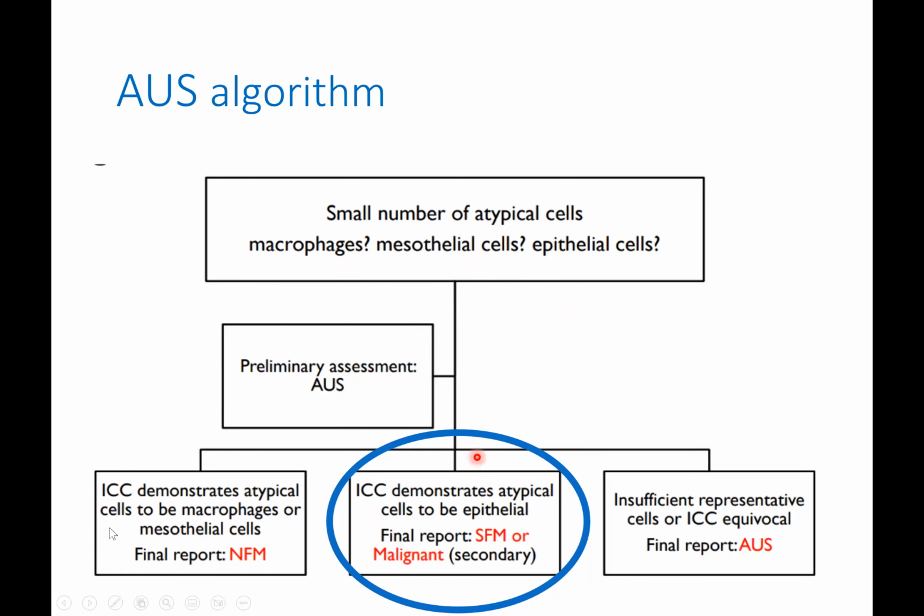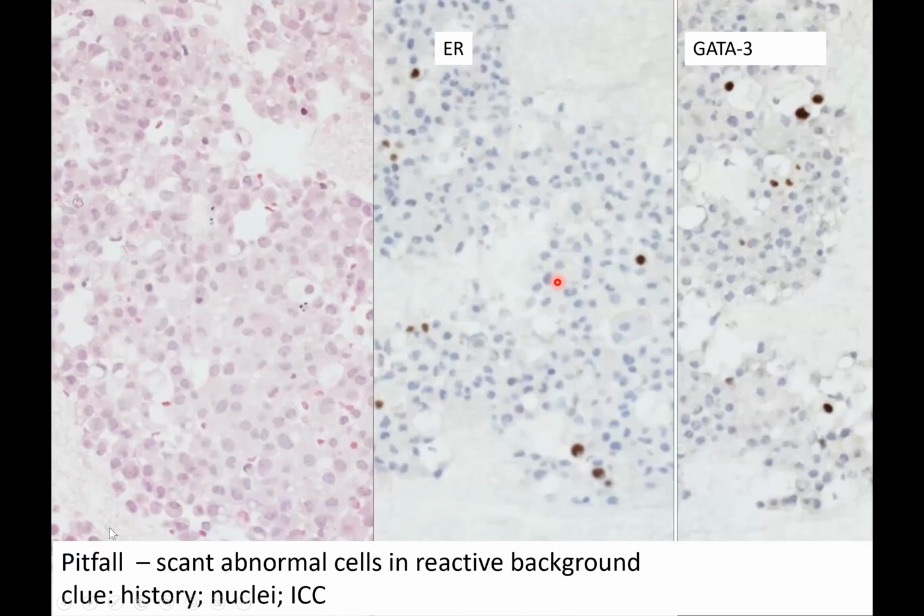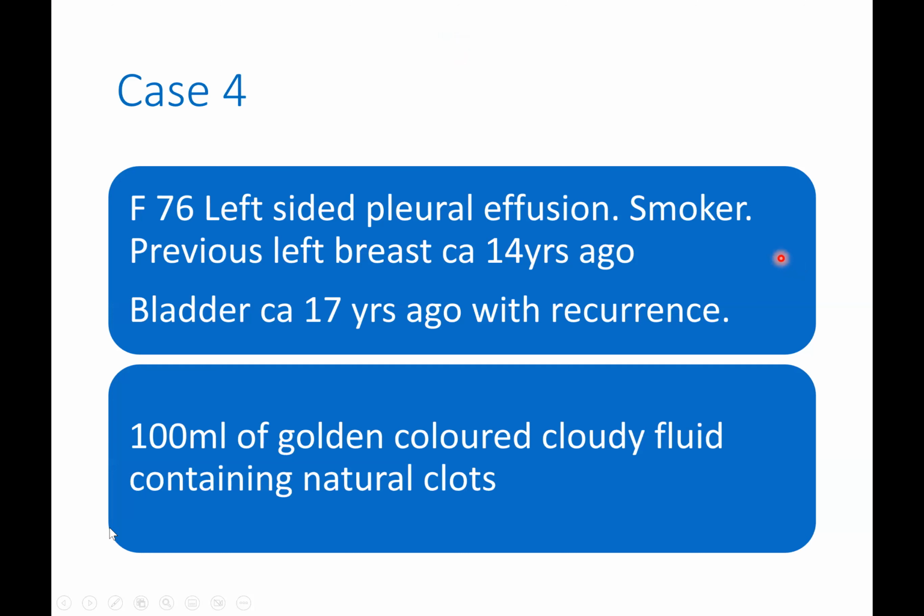But then doing ICC may demonstrate that the cells in fact are epithelial and they're morphologically atypical. So we could put a final report out as suspicious, depending perhaps on the clinical history, or malignant if we had a supportive clinical history. In this case, this lady had a history of previous breast cancer, and we were able to see that the cells scattered around were positive both with ER and GATA3, and at the end of the day, because of the history, could make a diagnosis of metastatic breast carcinoma.